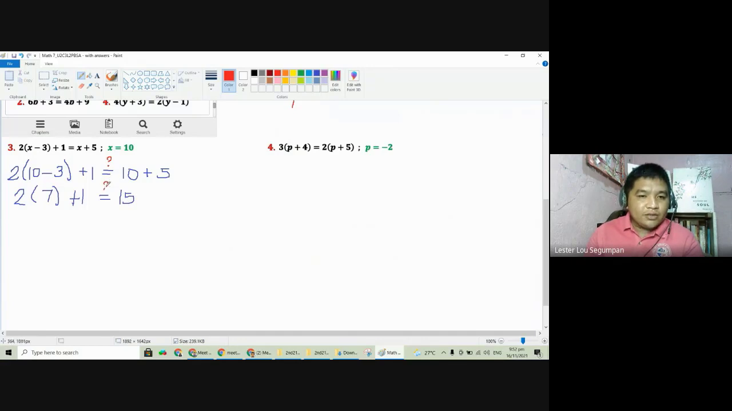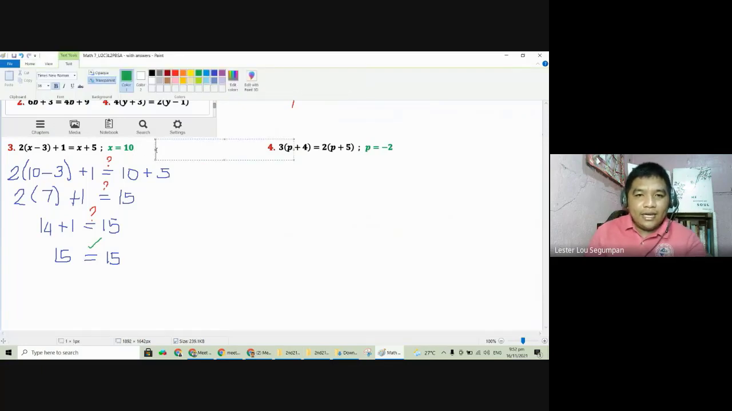The goal is just to make sure that there are no other operations on either side. 2 times 7 is 14 plus 1. This may sound too obvious, but again, the goal here is to practice so that we will be able to remember these steps. And finally, 14 plus 1 is 15, and you have another 15 on the other side. That's question mark. This would mean x equal to 10 is a solution to number 3.